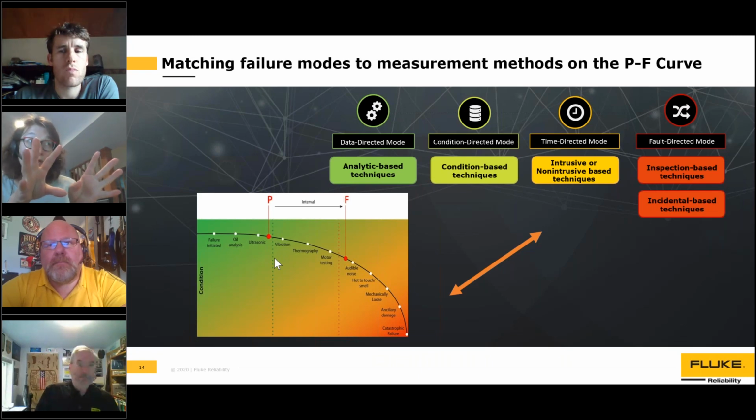Using these modes and the PF curve and the inspection techniques, how do you decide which inspection techniques to use for a given asset or component?